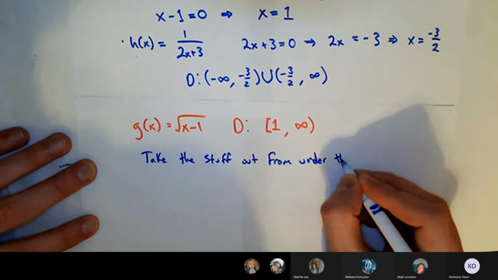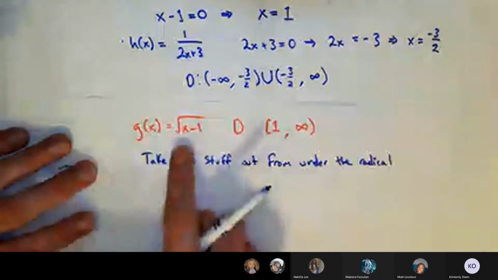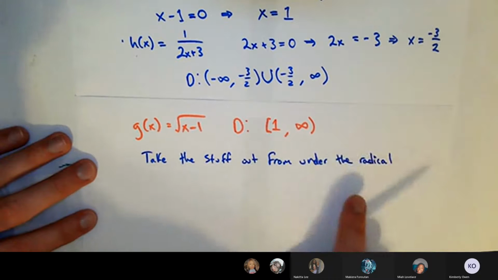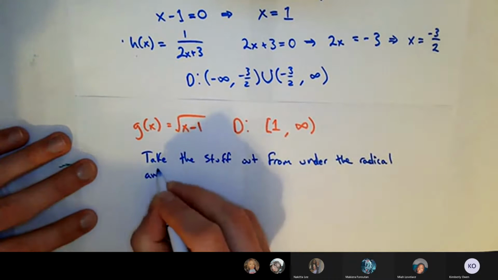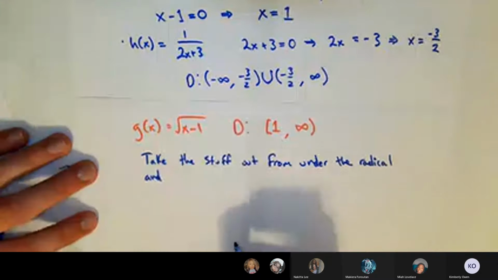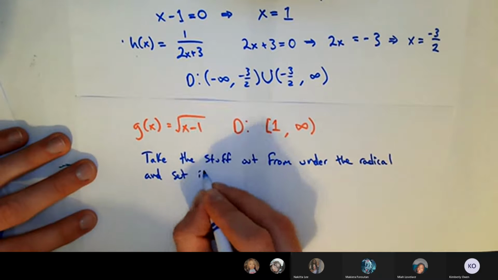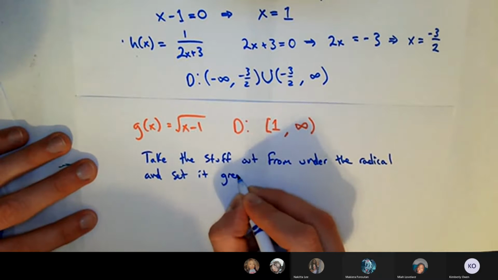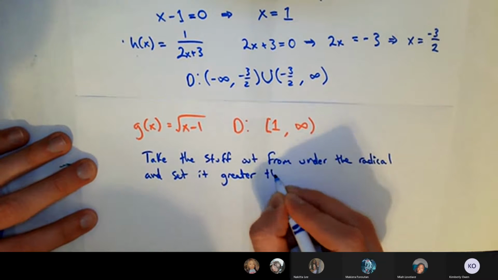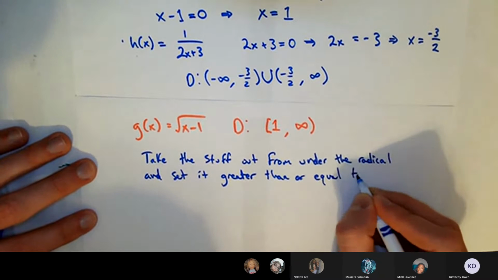And what do we want to say about it? What needs to happen in order for this to be a legitimate domain? We need it to be not negative, right? So we're going to take the stuff out from under the radical and set it greater than or equal to 0.